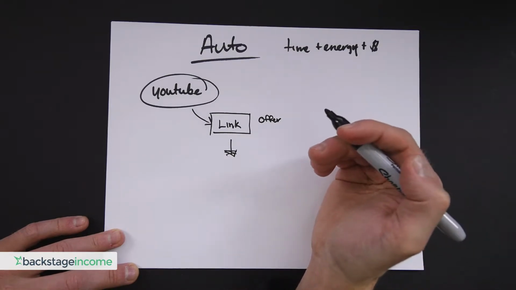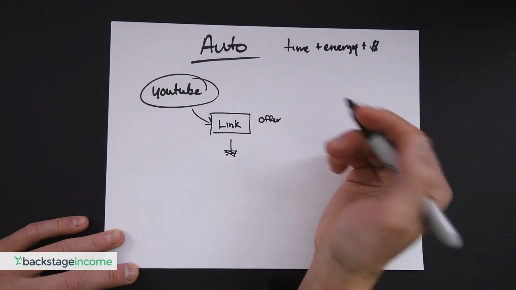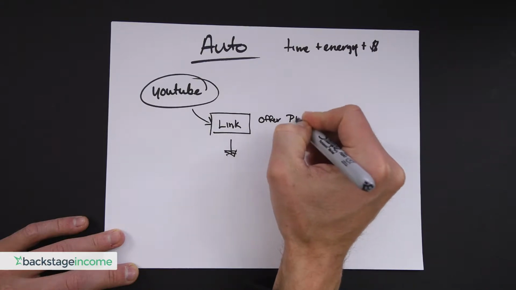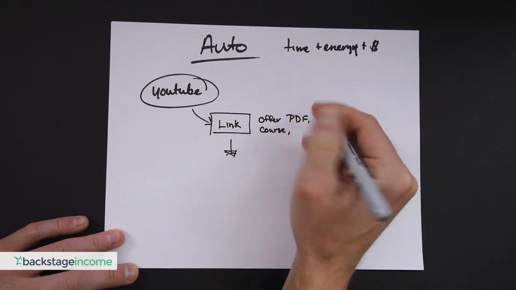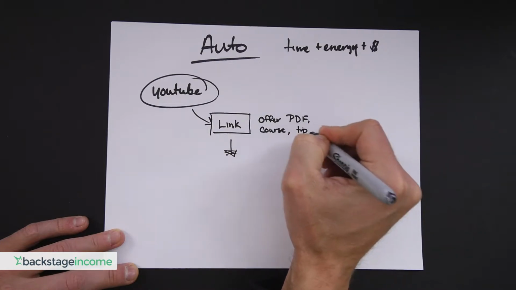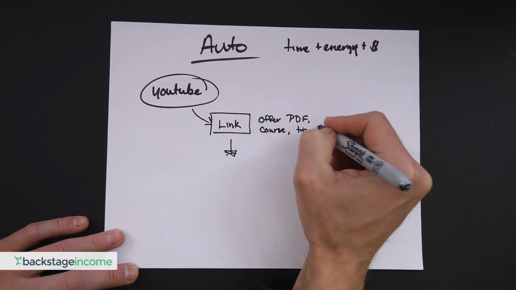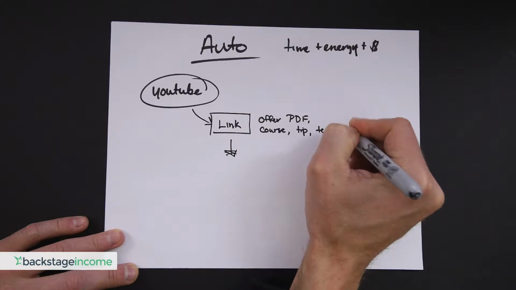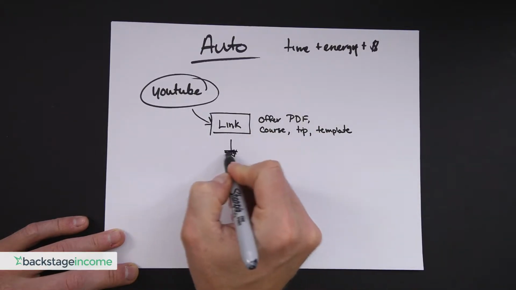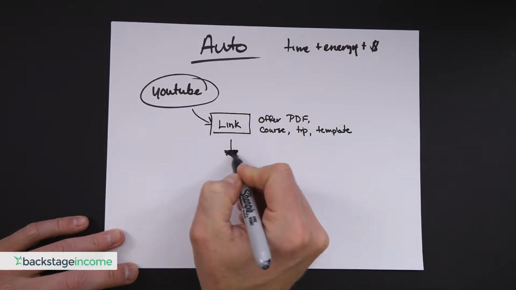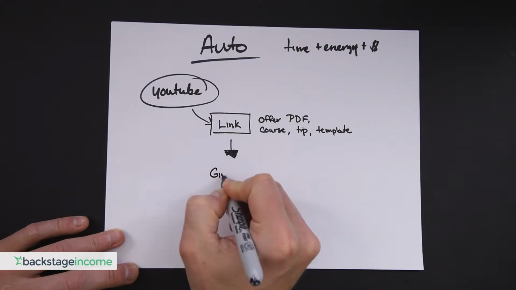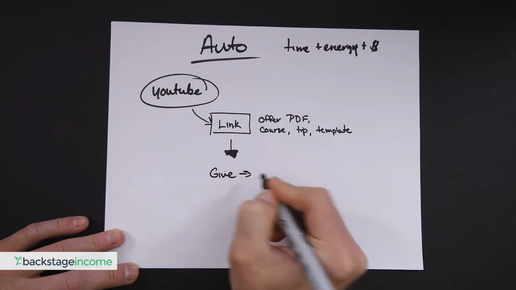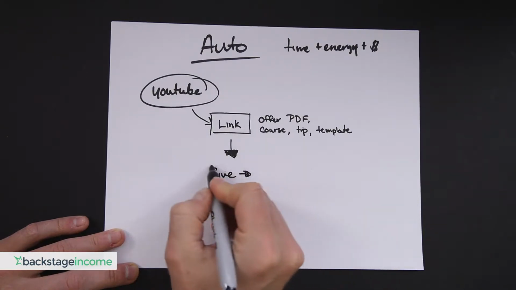This is where you offer a freebie or some kind of gimmick. It's basically a value proposition offering. It could be a PDF, it could be a course, it could be a tip, a resource list, a template. You're basically offering something in exchange for their email address. So you make that offer, you get that email address, and now you can give them what you promised them. So always give more than you receive.